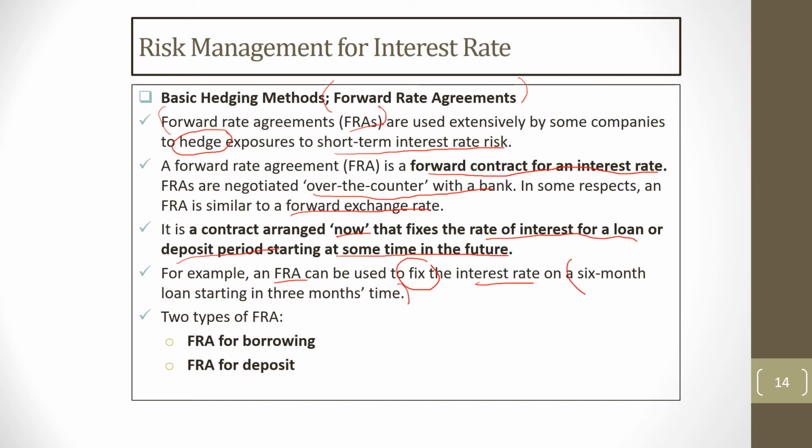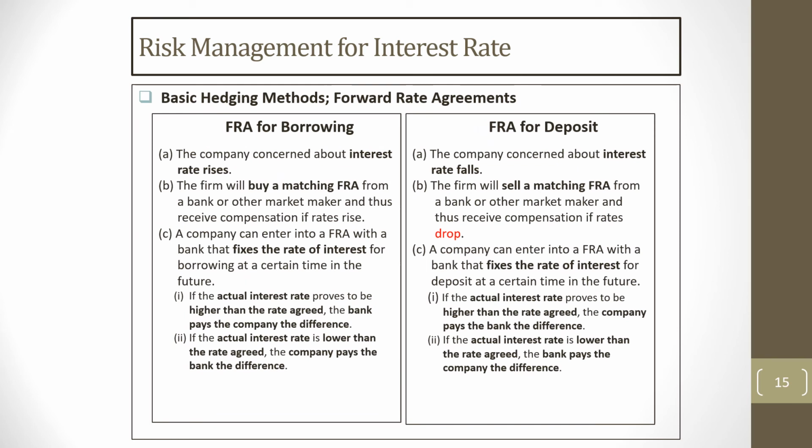So maksud dia 3 bulan daripada sekarang dia dah start untuk letak the interest rate on the 6-month loan. Itu yang we call as forward rate agreement. So forward rate agreement kita akan go through lagi kejap lagi. There are two types, which is FRA untuk borrowing and deposit. Okay, so this is the forward rate agreement.